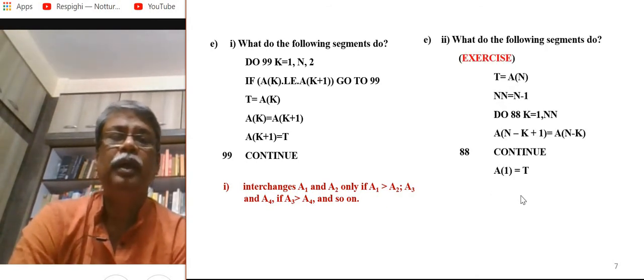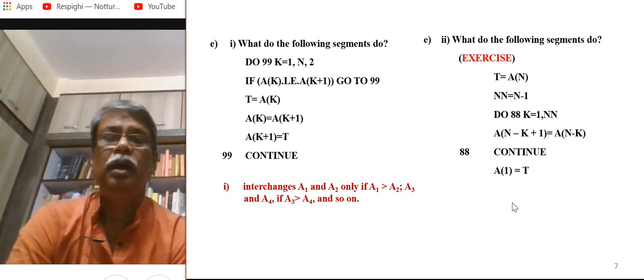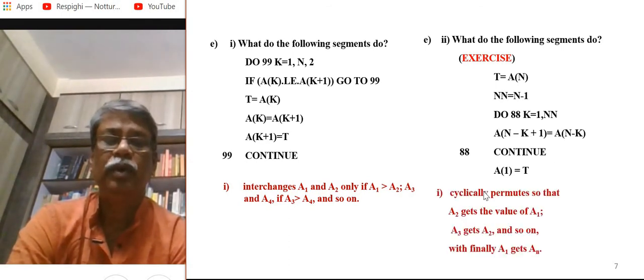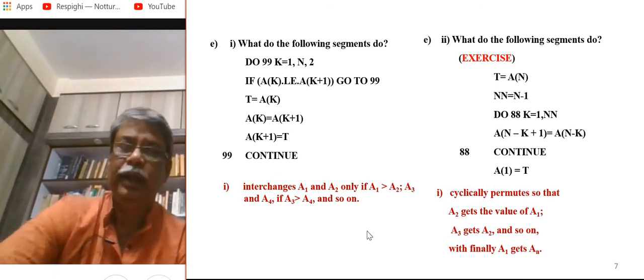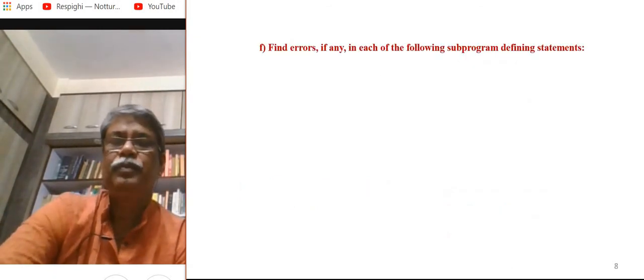This is given as an exercise. Well, again, a temporary variable is declared, but this time the indices are a bit tricky. So please think over the problem and you will get the answer like this. Okay, it's given. Now the next problem.